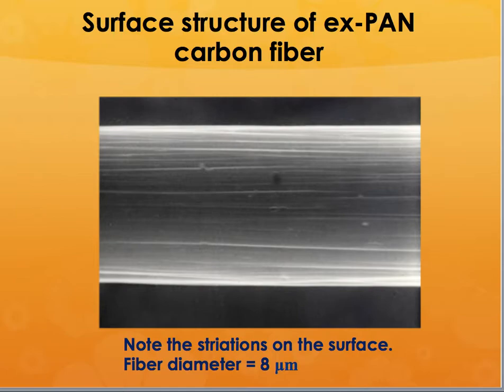So this is what you would find if you took a look at the scanning electron microscope image of one single carbon fiber. So you can see the striations on the carbon fiber, and in this case the fiber diameter is approximately 8 microns. Nowadays you are getting even 5 microns or lesser type of carbon fibers. And the smaller the carbon fibers, the higher the strength, the higher modulus.